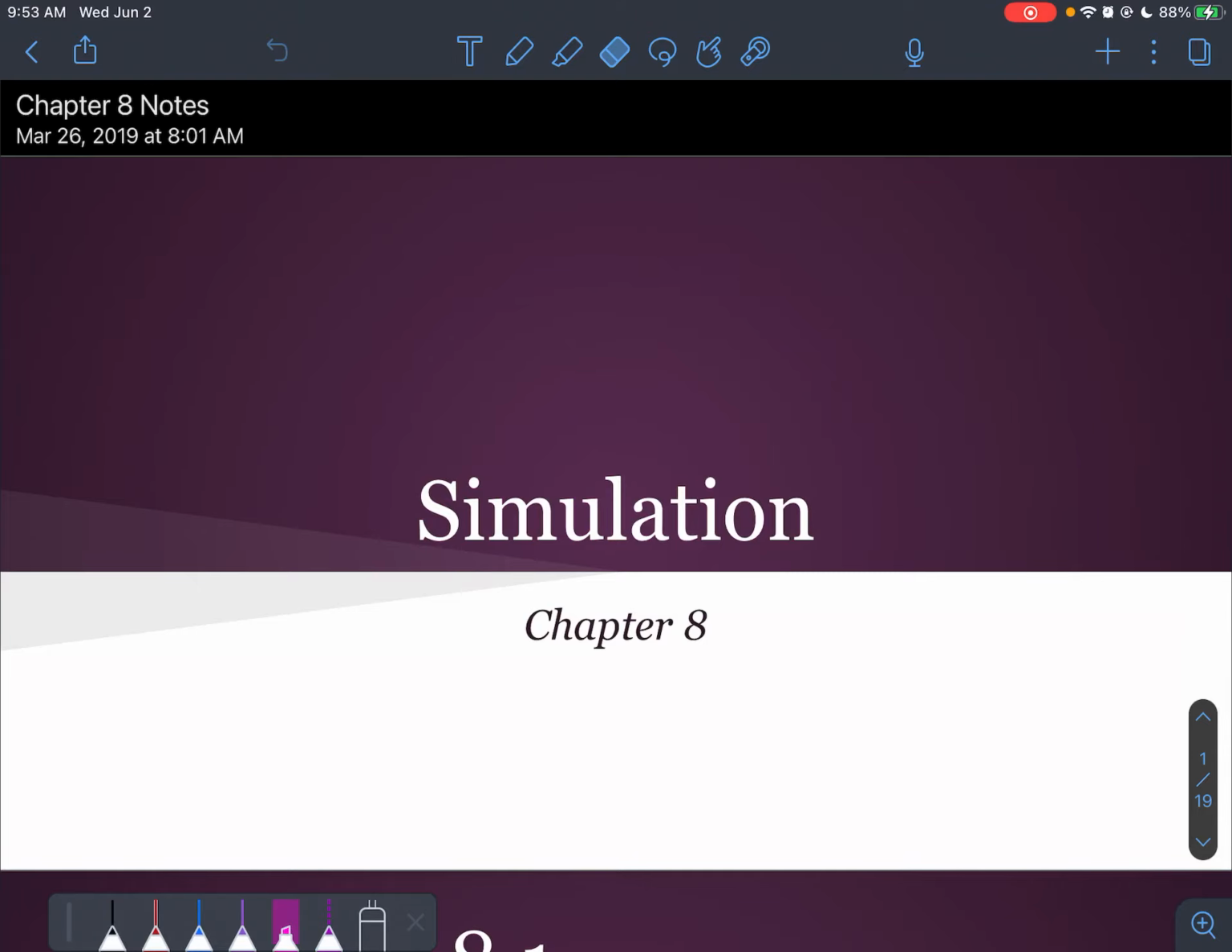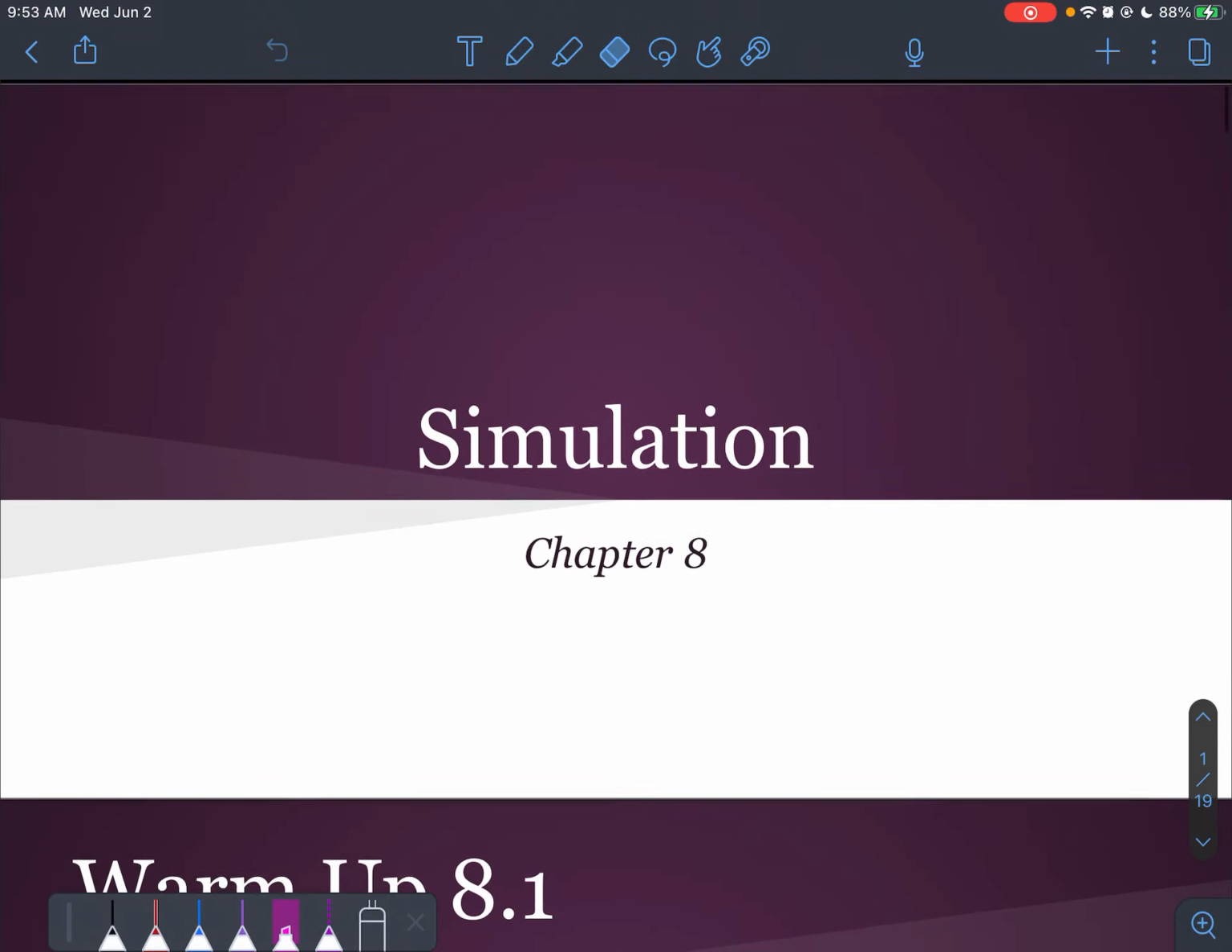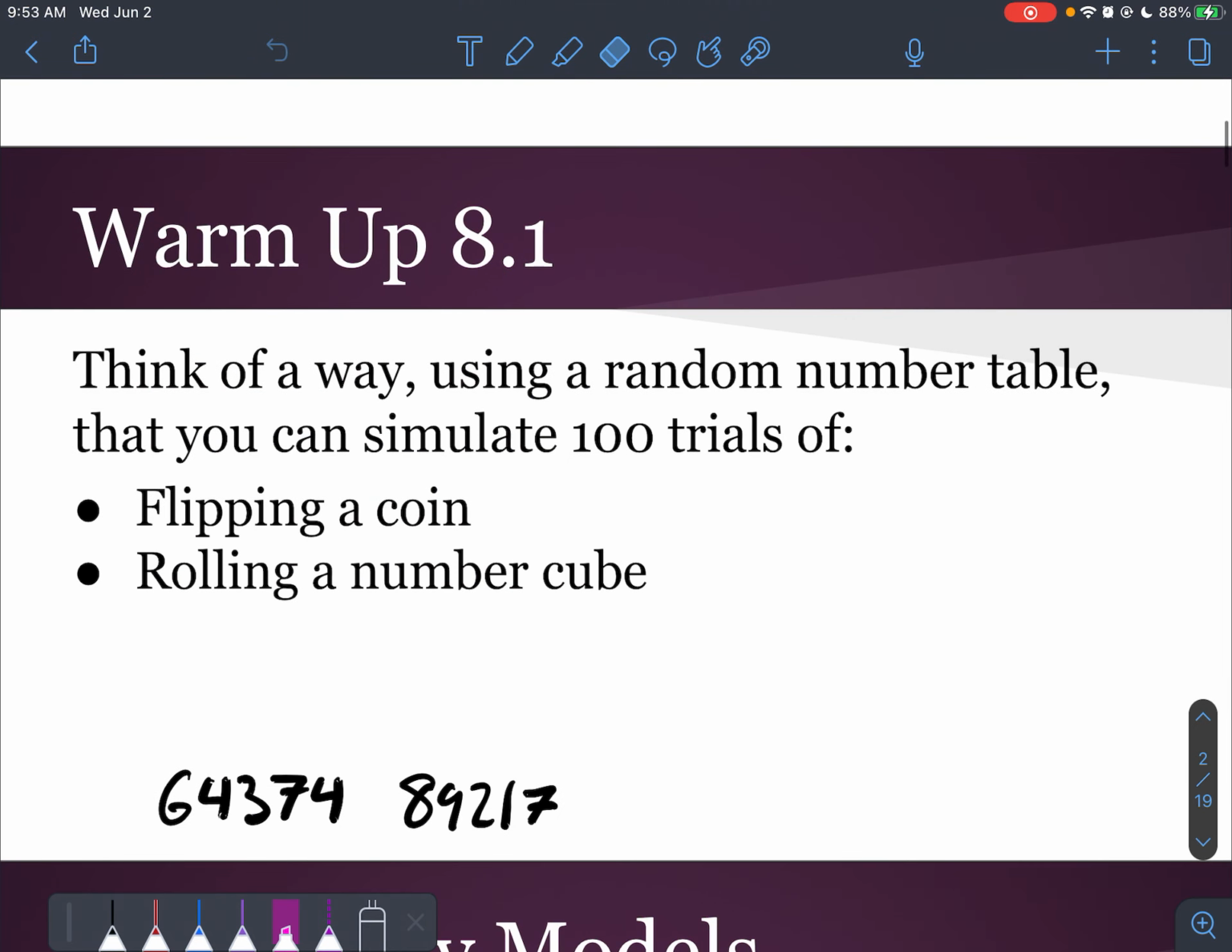Hi, and here we are at section 8.1 talking about simulation. So real quick, think of a way to use a random number table. I have an example down here, random digits, that you can use to simulate 100 trials of flipping a coin. Flipping a coin might be a little tedious if you're actually flicking the coin, it's landing on the table, and you're noting what came up. So we can use random number generators or random number tables to simulate that.